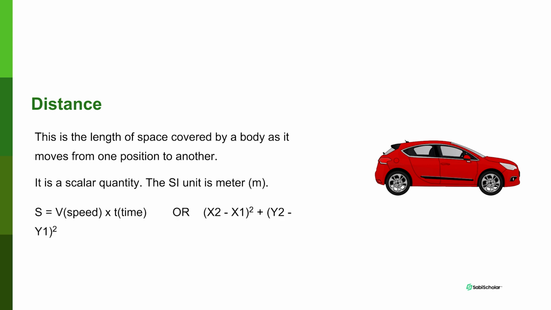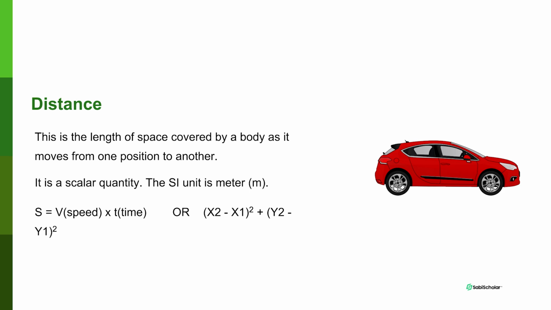To calculate distance, we say distance S is equal to speed times time. So S is equal to speed times time. The distance is the speed multiplied by the time. That is how to calculate distance if you are given the speed and time.